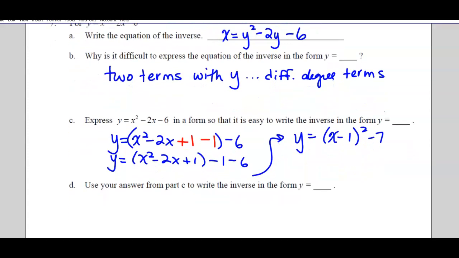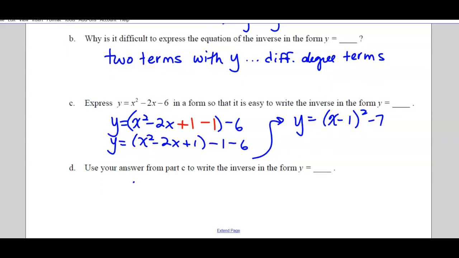Now there's just going to be one term with y in it when I take the inverse. So this is where you solve by the square root principle. You add 7. You take the square root, plus or minus, and add 1. So you work backwards.